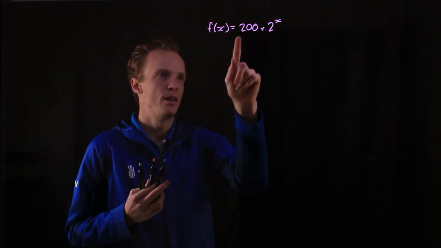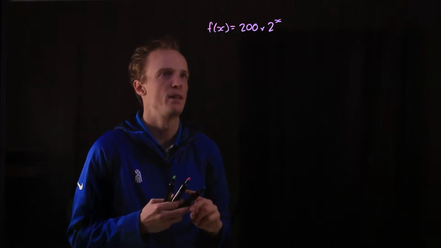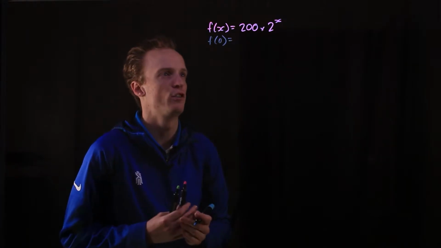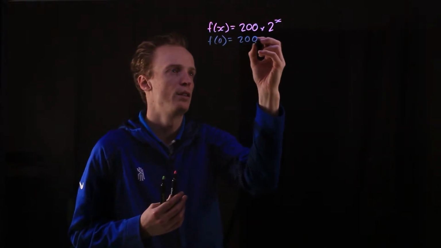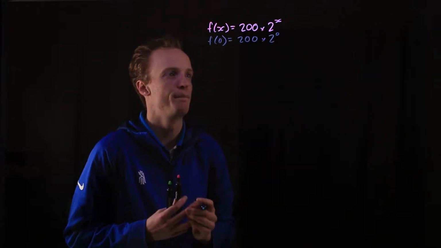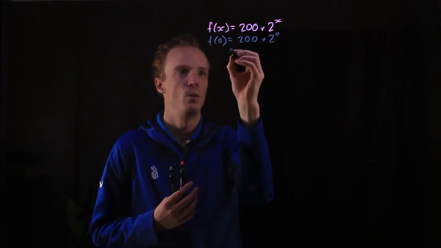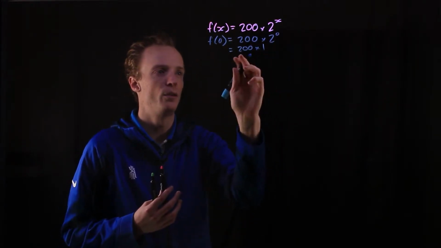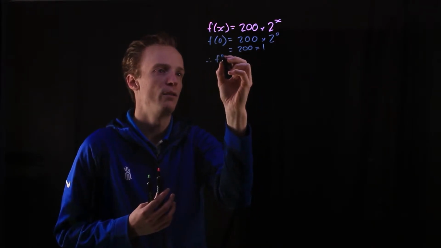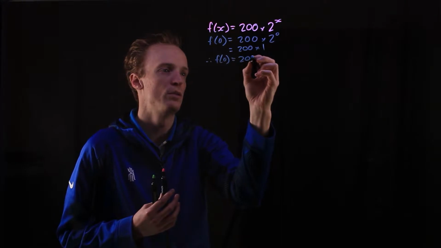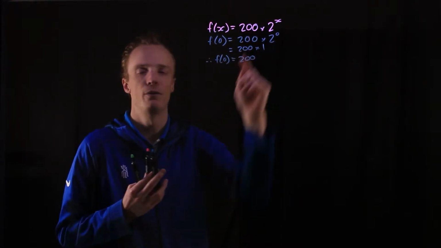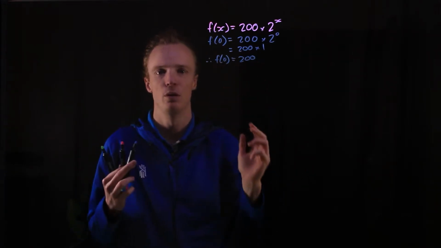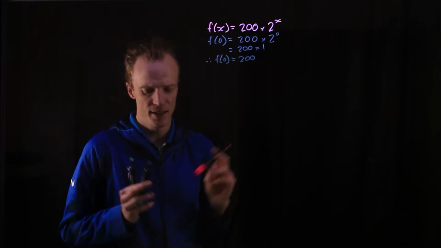To begin with, I want to consider this value of 200. What does that represent? Well, to explain that, let's look at when we input the value of 0 into our function. So this would be 200 times 2 to the power of 0. Now, we know 2 to the power of 0 is equal to 1, so it's 200 multiplied by 1, and anything times 1 is just what it was, so our f(0) is equal to 200, which is that value at the front. So when we input the value of 0 into this, we end up with the output of 200.